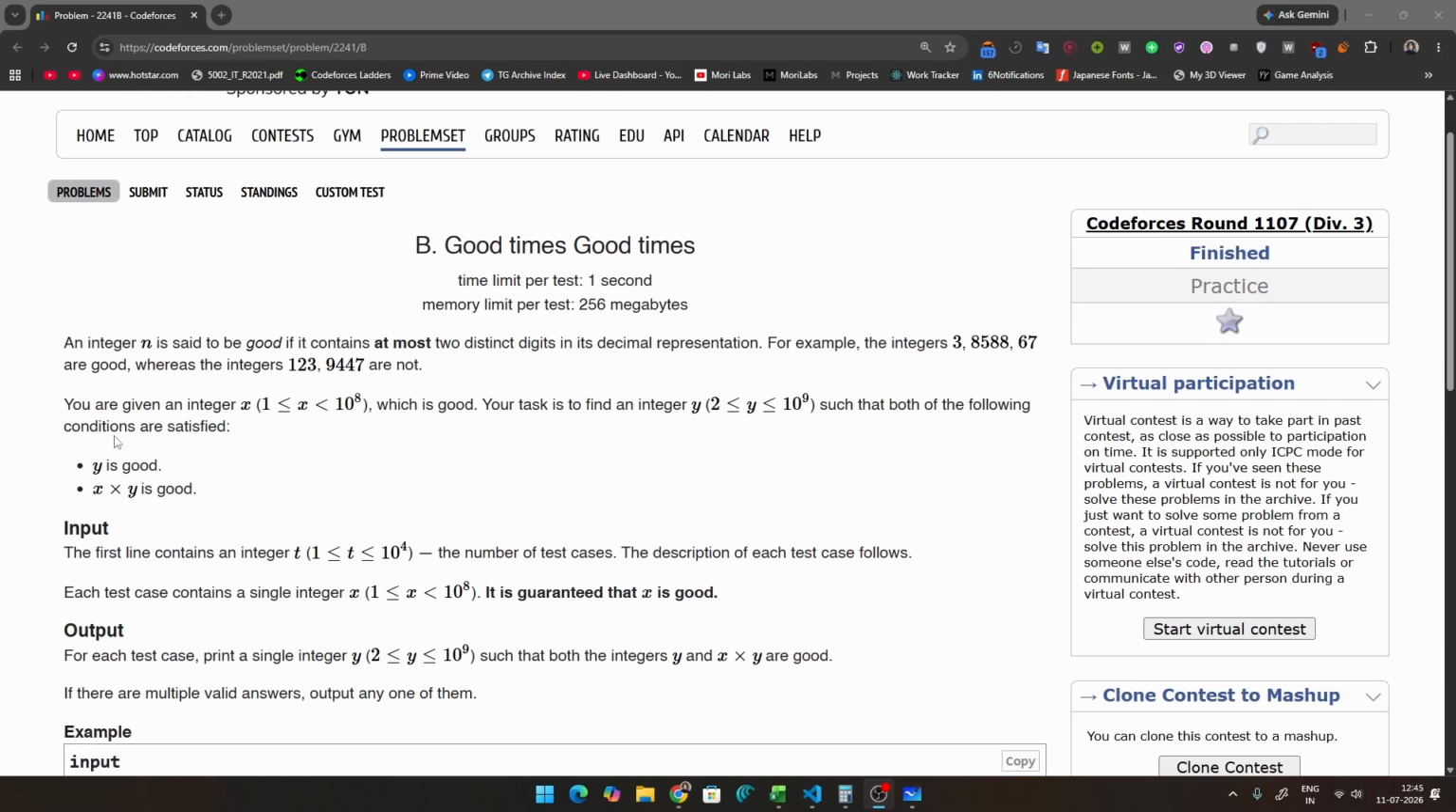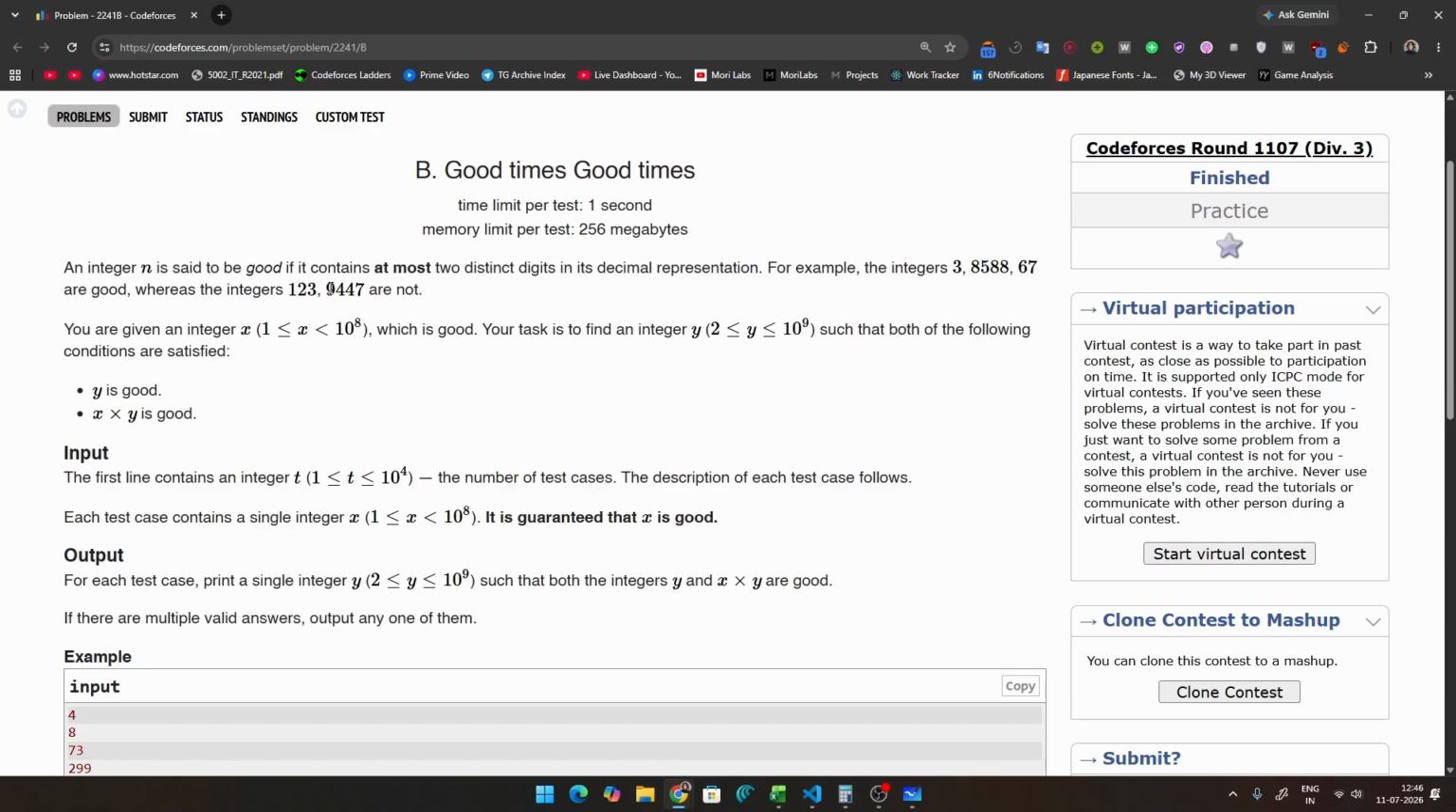An integer n is said to be good if it contains at most two distinct digits in its decimal representation. For example, the integers 3, 8, 5, 8, 8, 6, 7 are good, whereas the integers 1, 2, 3, 9, 4, 4, 7 are not. What are they saying? An integer is good if it only has two distinct digits. So something like 1, 2, 1, 2, 1, 2, 1, 2, 1, 2 is good, but 1, 2, 3, 1, 2, 3, 1, 2, 3 is not good. It should only have two unique distinct digits, not more than that.